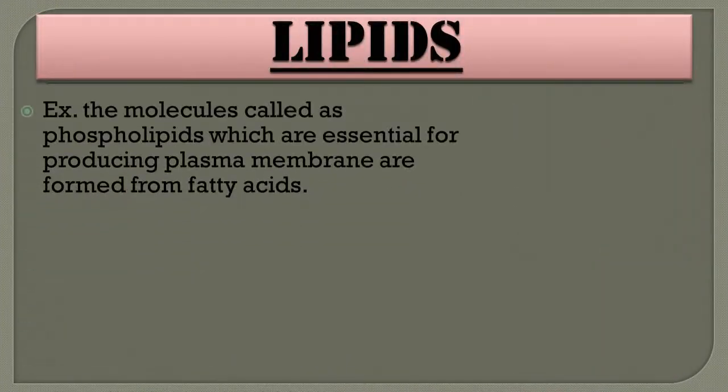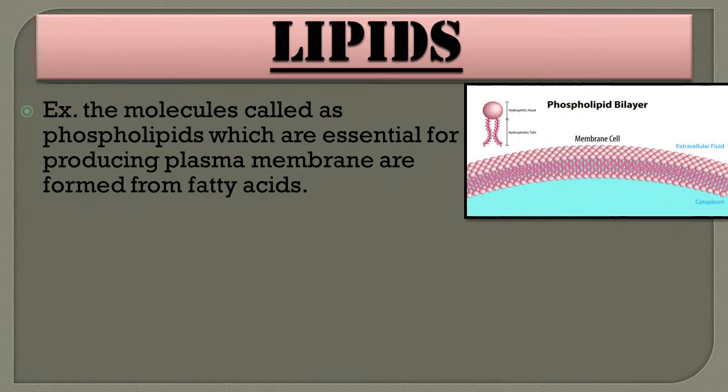Here we have, for example, the molecules called phospholipids, which are essential for the production of the plasma membrane, and are also formed from fatty acids. Here you can observe the molecule of a phospholipid bilayer. It contains a hydrophilic head and a hydrophobic tail. Hydrophilic means attracted to water, and hydrophobic means the tail will resist water. So this is a phospholipid molecule.